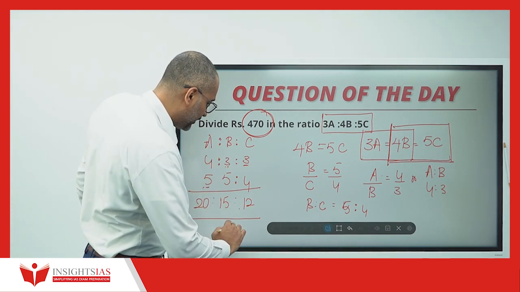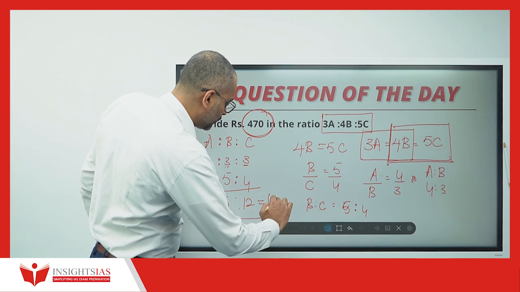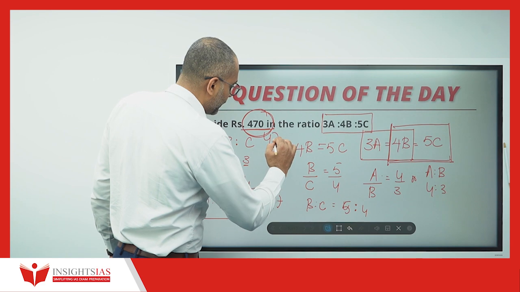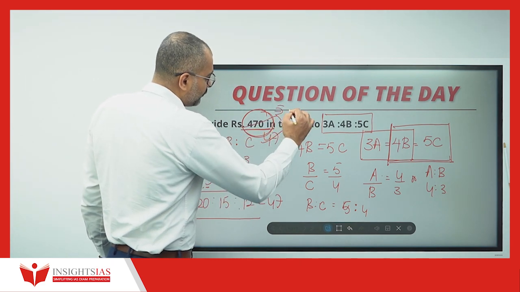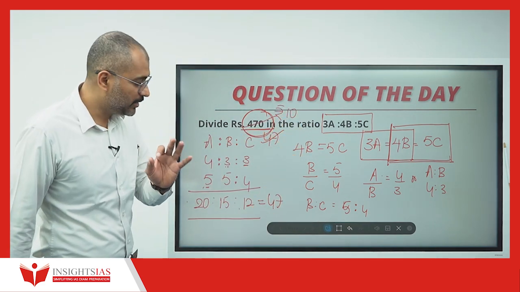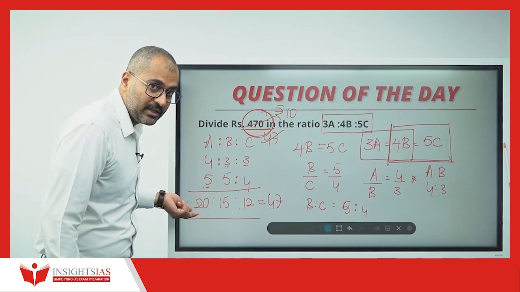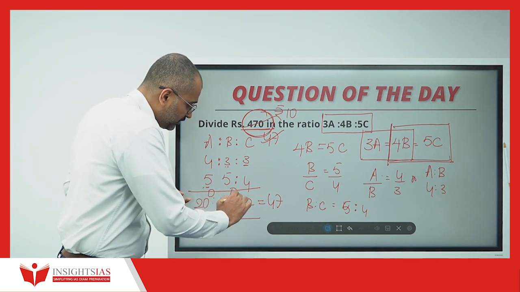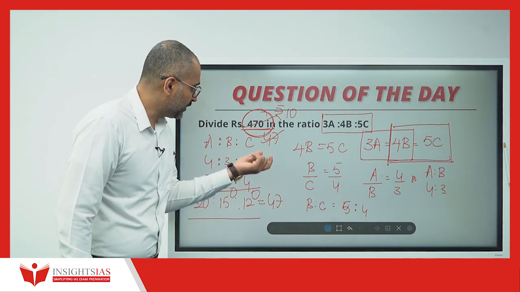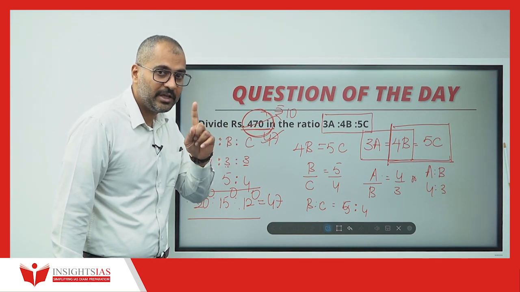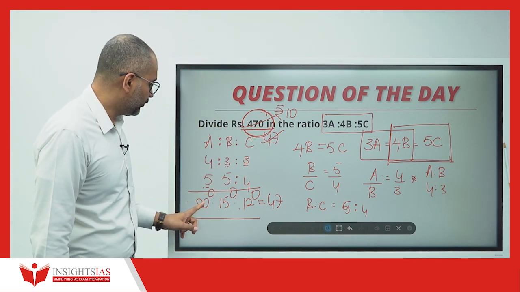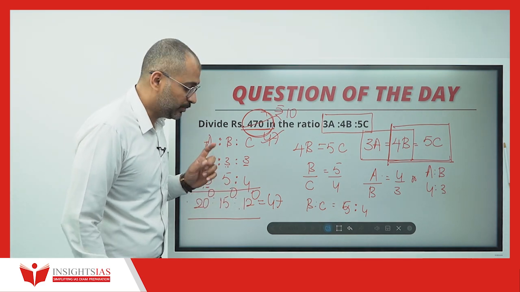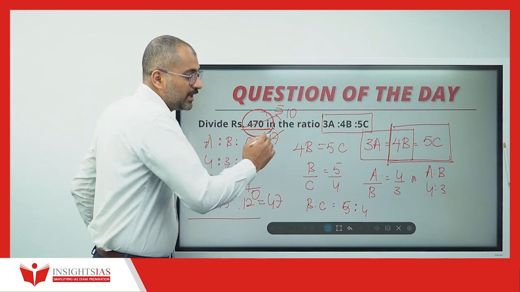Means totally how many parts? This all is totally 47 parts. If I divide 470 into 47 parts first, each part will be rupees 10. Each part value becomes rupees 10. If each value is rupees 10, then 20 will be equal to 200 rupees, isn't it? Add on 0, put a 0 here. See, 47 parts, if I divide 470, one part will be equal to 10. If one part is 10, then 20 parts has to be 200, 15 parts 150 and 12 parts is 120 rupees. This is the final share of ABC.